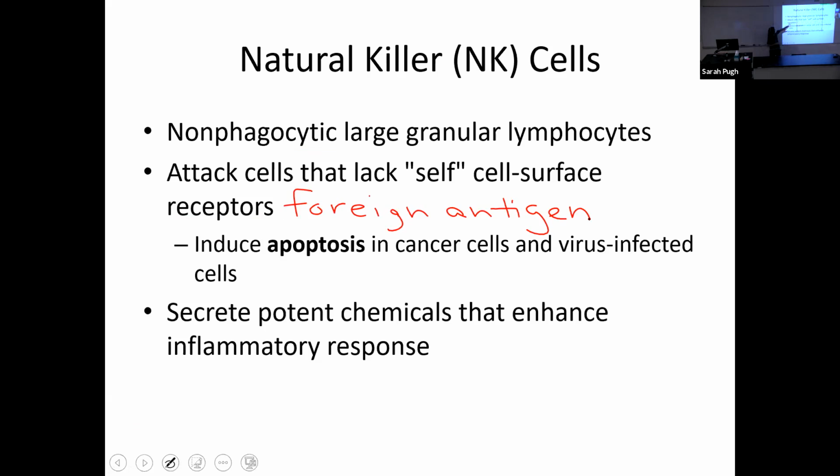And so natural killer cells are going to induce cancer cells in the body, or cells in your body that have been infected by a virus, to go through apoptosis. That term just means cell death. You should have learned about that in general biology and in Anatomy 1. The other thing that natural killer cells will do is they will secrete chemicals that enhance your inflammatory response, which is another one of our second lines of defense.